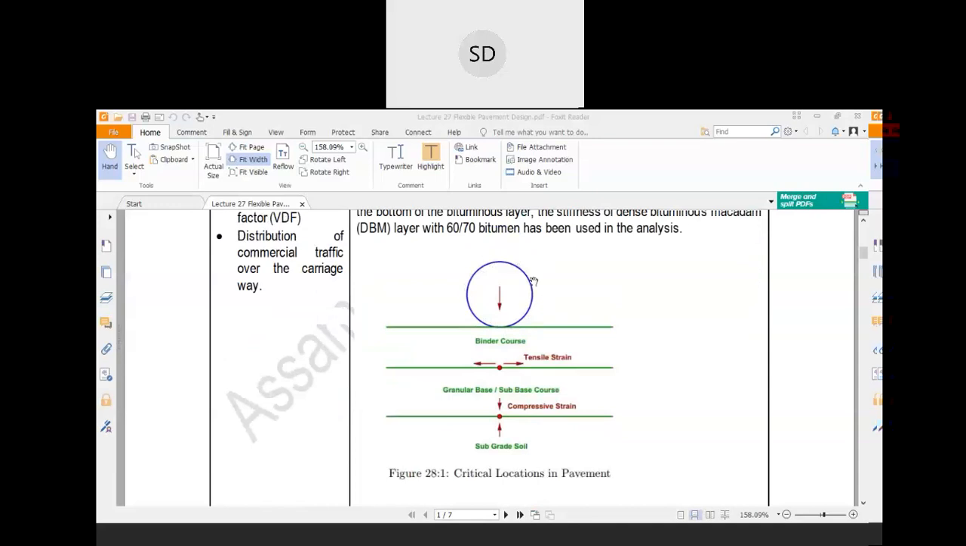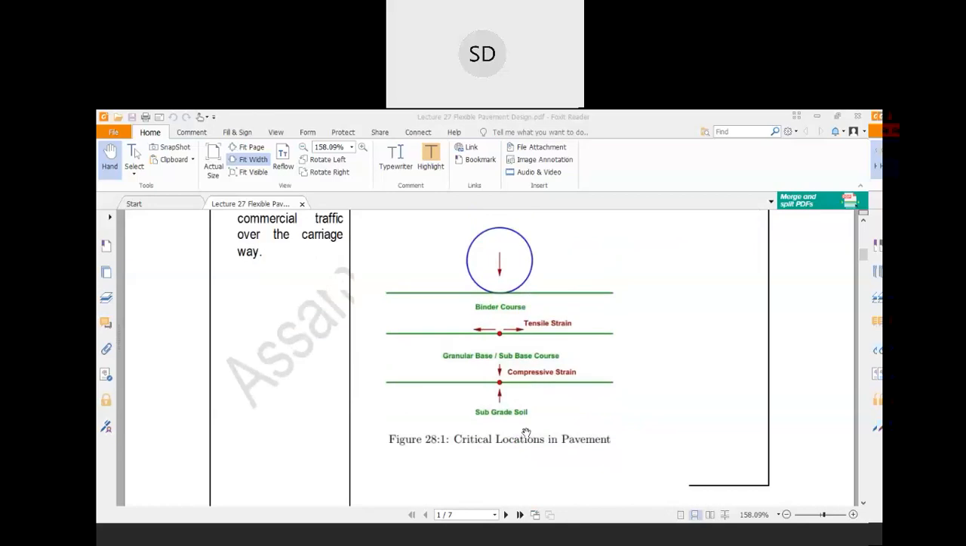Now suppose this is the tire, so this is a repetitive load, and over this different types of strain will be generated. The compressive strain will be generated at the top of the subgrade layer, and because of this some deformation will occur, and that deformation would be permanent. Because of the tensile strain beneath the binder course, some cracks will be generated, and that is called fatigue failure. So these are the critical locations in the pavement where failures can occur.